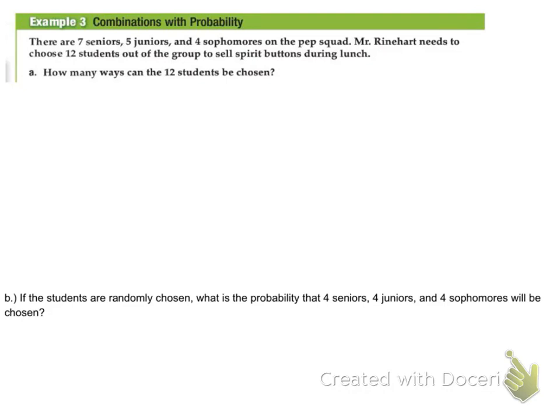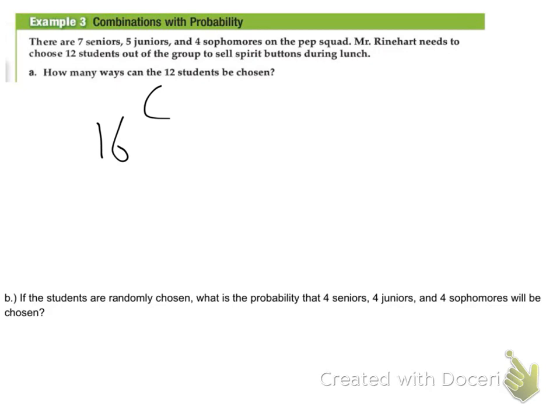So that group of 12, it doesn't matter who is in what order, right? It doesn't matter who's chosen first or anything like that, because the group will not change in who is in it. So this is a combination problem. How many people does he get to choose from, though? 16. If you add up 7 plus 5 plus 4, there's 16 people.